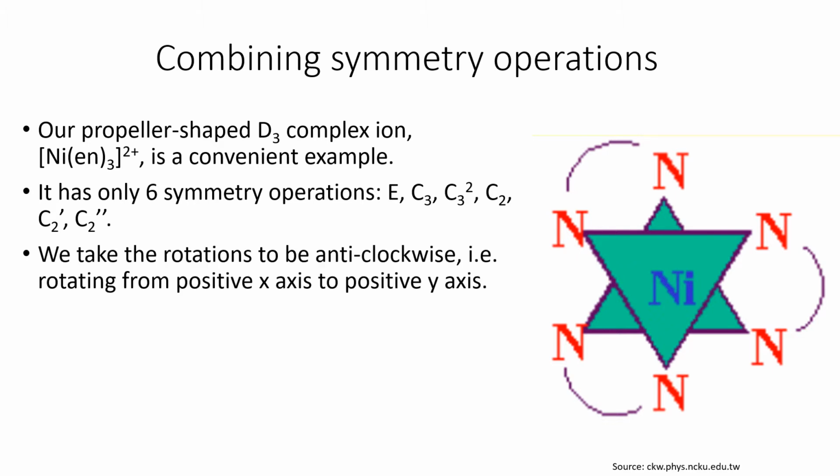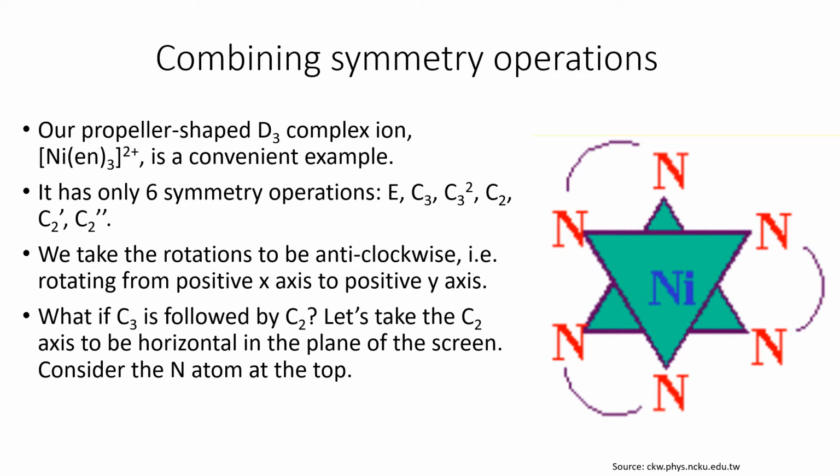And so when it comes to these operations themselves, we take the operations to be anti-clockwise. So on your XY axis, moving from the positive x-axis to the positive y-axis, this is an anti-clockwise direction. We take that to be a positive angle. And so now we'll start looking at combining these symmetry operations. So I ask the question here, what if C3 is followed by C2?